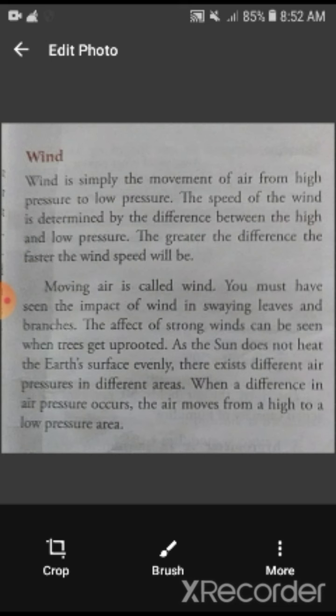So, if the difference is more between a high pressure and the low pressure, then the speed of the wind will be high, and if the difference is less, then the velocity of the wind will also be very less. So, when a difference of the air pressure occurs, the air moves from the high to low pressure area. Air always, remember it, air always moves from the high to low pressure area.